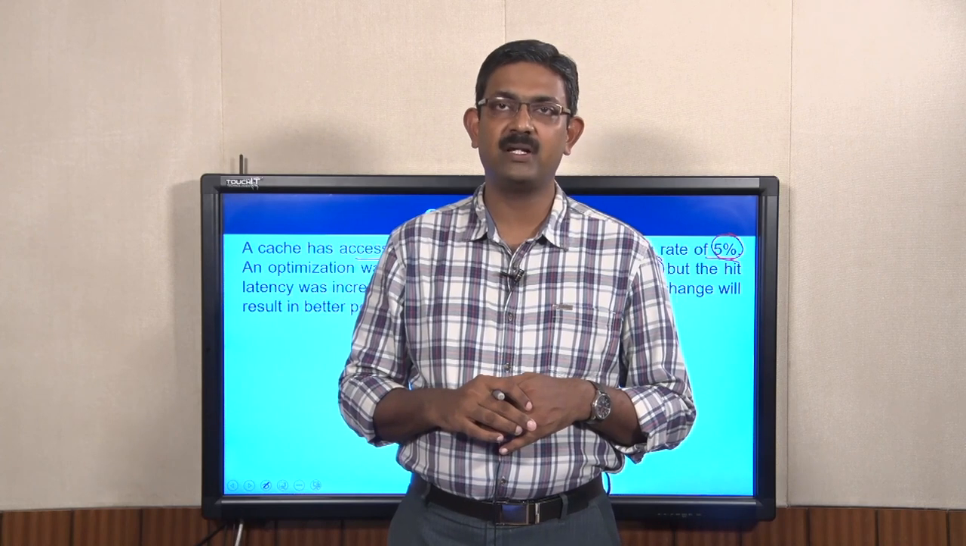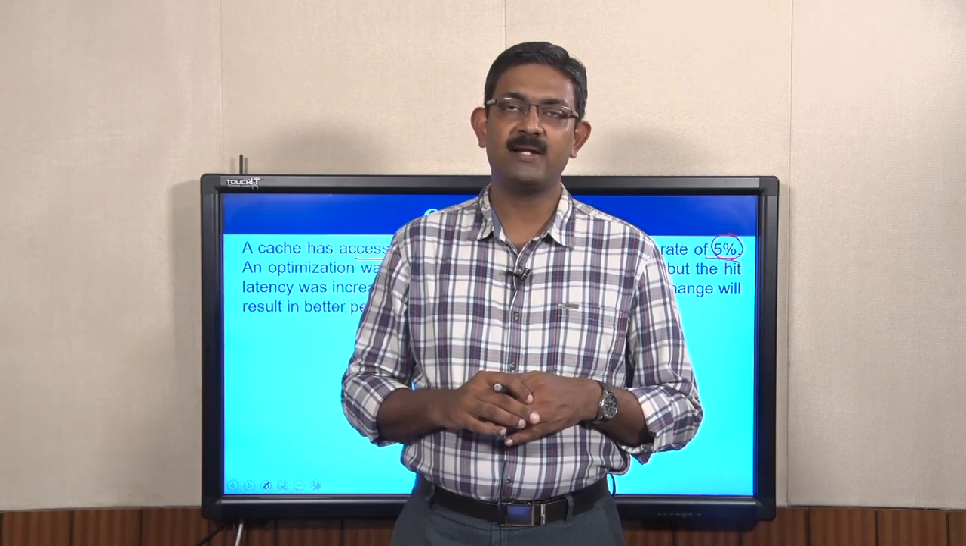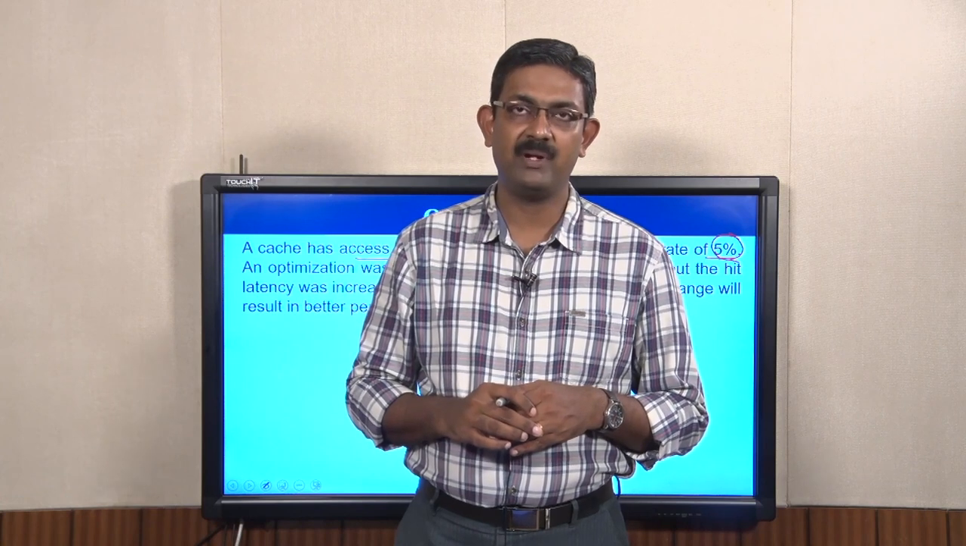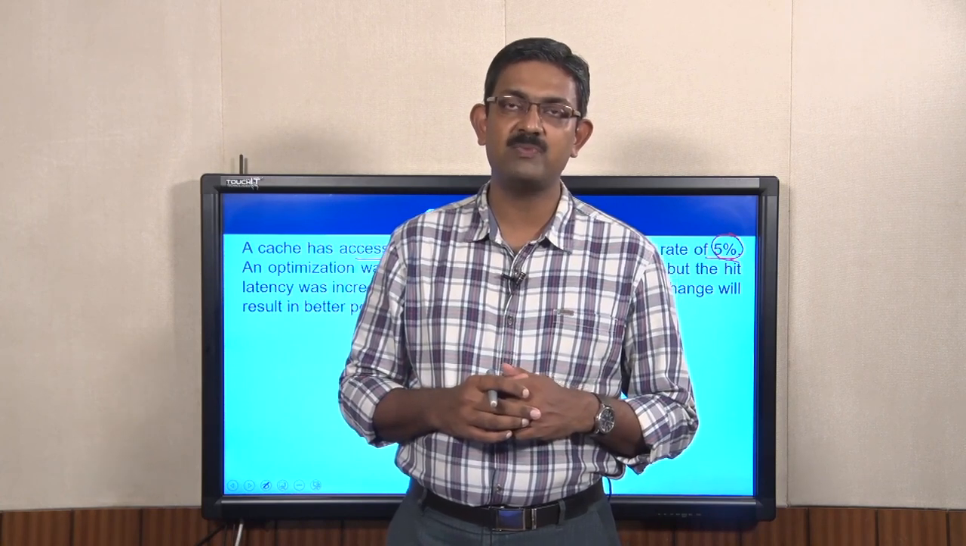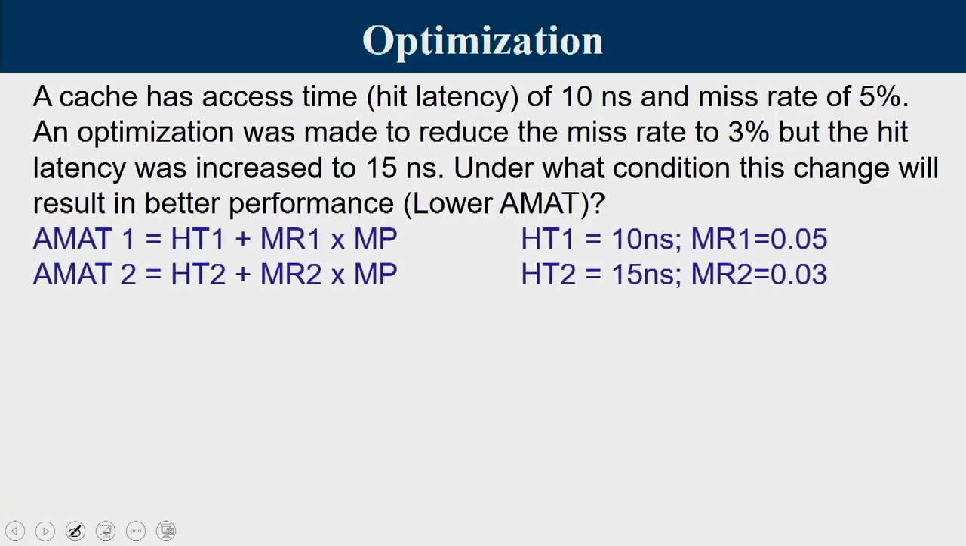And the term usefulness is subjective. Here, in this context, we are considering average memory access time as one of the parameters. So, with this optimization, can we reduce average memory access time? Average memory access time of the first case is defined as hit time of the cache plus miss rate into miss penalty, where hit time is 10 nanosecond and miss rate is 0.05. And average memory access time of the second one is defined as hit time plus miss rate into miss penalty, where hit time is increased from 10 nanosecond all the way to 15 nanosecond, whereas the miss rate comes from 5% to 3%.